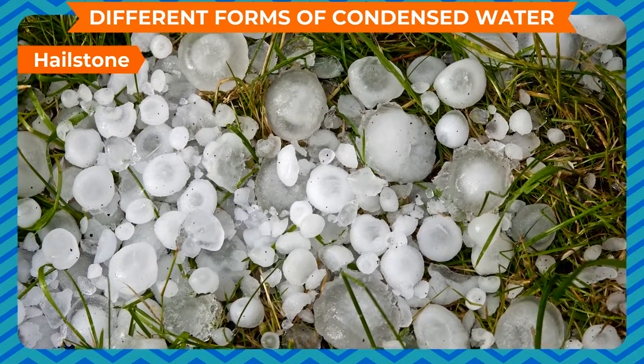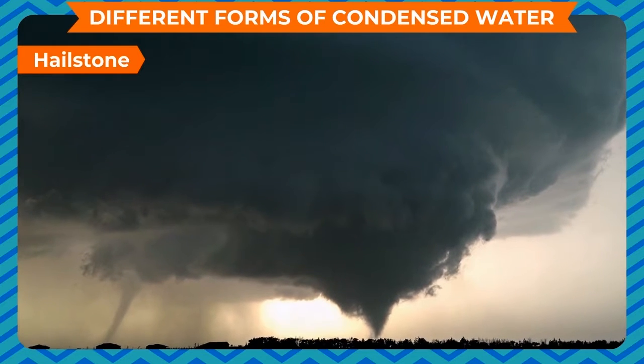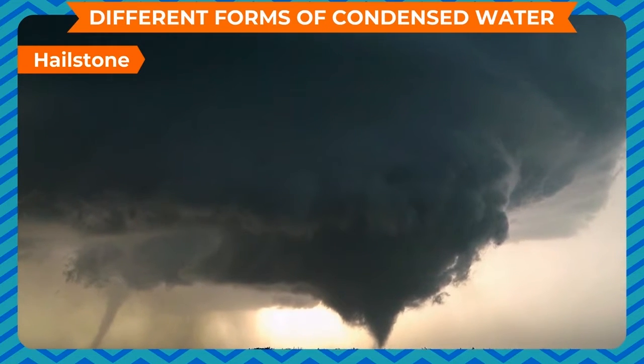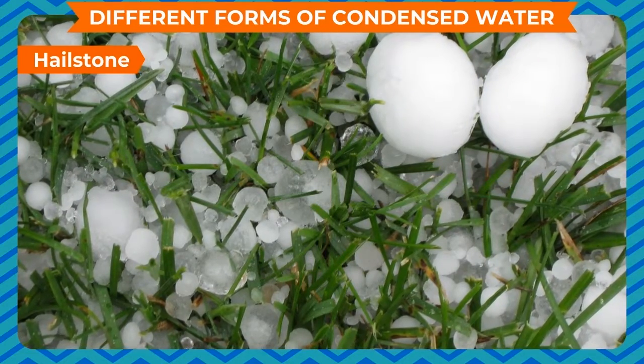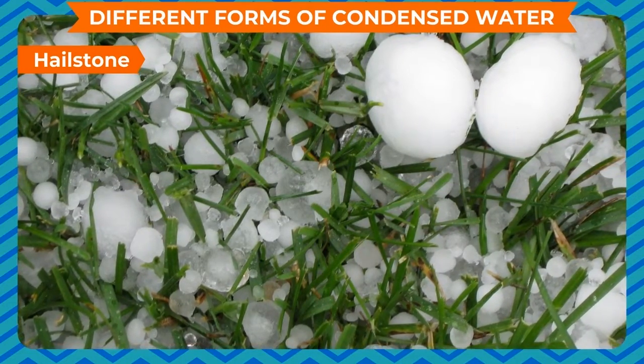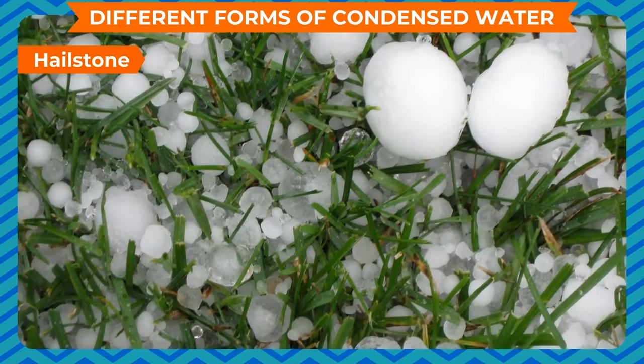Hailstones. Sometimes when the cloud's temperature reaches below 0 degrees Celsius, water droplets freeze and form little balls of ice before hitting the ground. These ice balls are called hailstones.